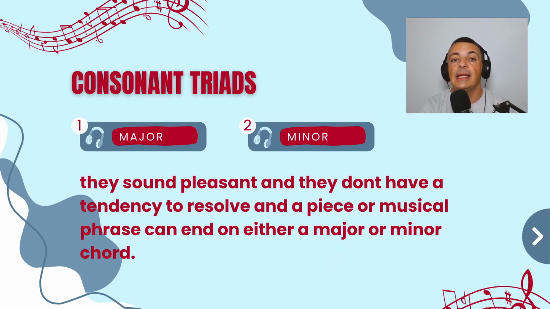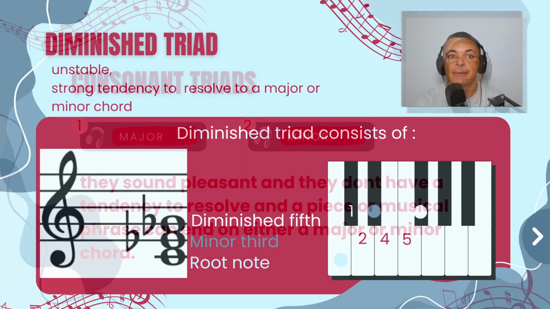Major and minor chords have different sounds, and with a little practice it becomes easy to recognize each type when someone plays a random set of these chords. Despite their obvious differences, these chords share something in common. Both major and minor triads are consonant, meaning they sound pleasant and they don't have a tendency to resolve, and a piece or musical phrase can end on either a major or minor chord. Let's move on to the next two types of triads.